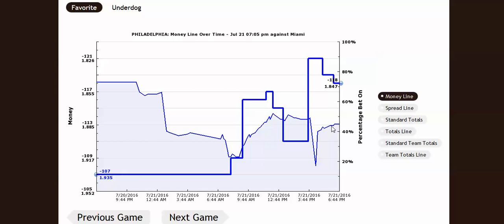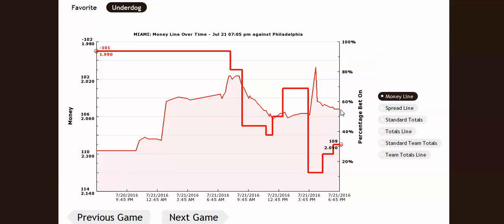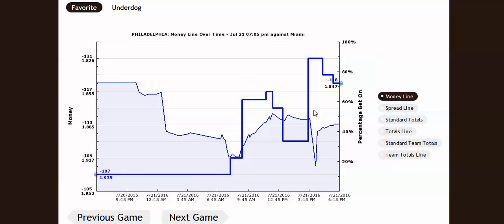Percentage bet on means this is where the public money is. So for this particular game, 45% of the public money is on the Philadelphia Phillies, which means obviously if you look at the Marlins, 55% of the public money is going to be on the Marlins, which tells us a little bit more of the public money is on the Marlins than there is backing the Phillies. So technically the Phillies would be the Vegas bet. If you wanted to side with Vegas, you'd be with the Philadelphia Phillies because there's only 45% of the public money.